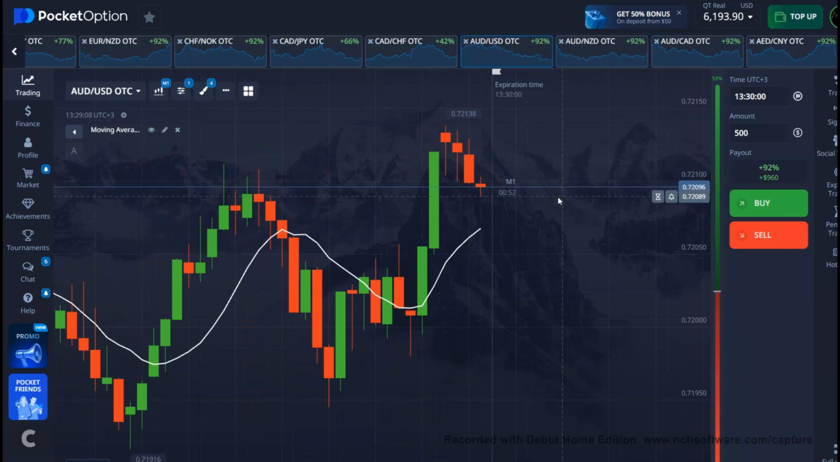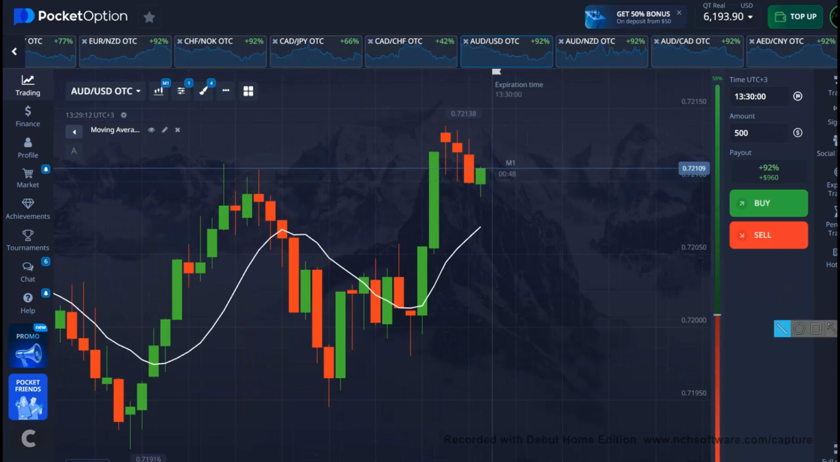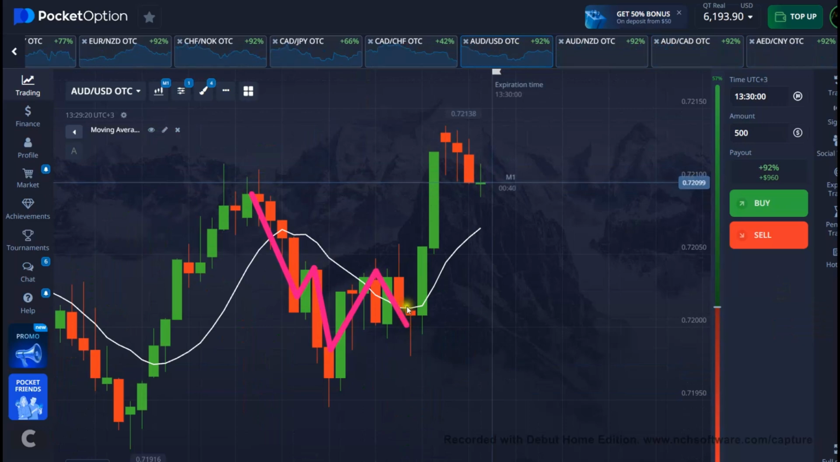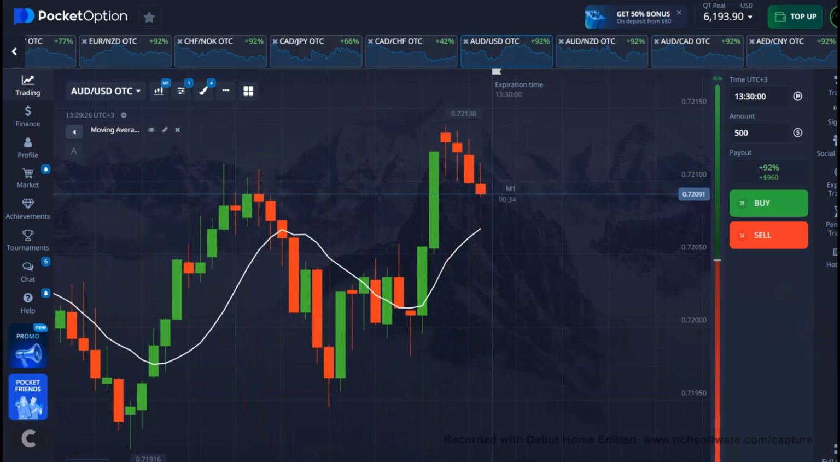Okay, I'm waiting for this opportunity right here. As we can see, the market was moving in a minor downtrend. At this point right here, the market's direction changed and we had a break of structure. So once the market comes and touches our moving average, I'll surely take a trade with the buyers. Let's wait and see what happens.